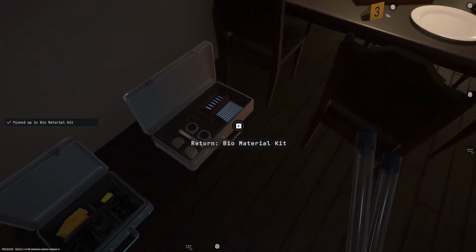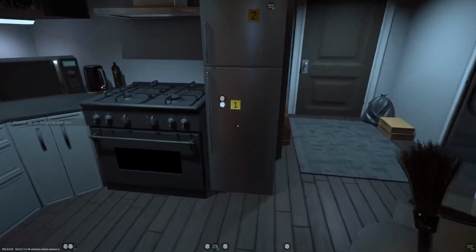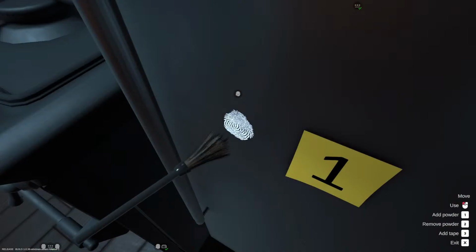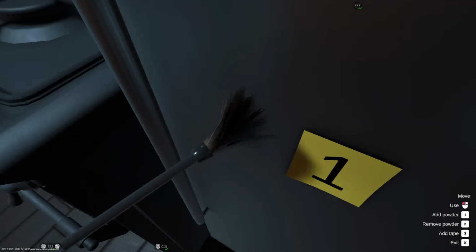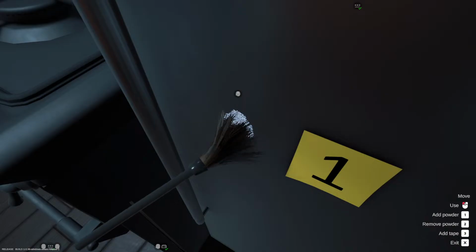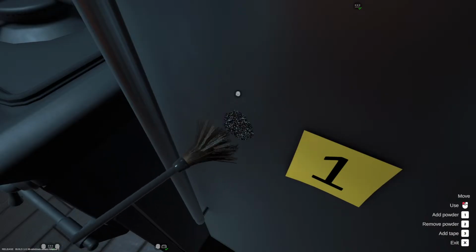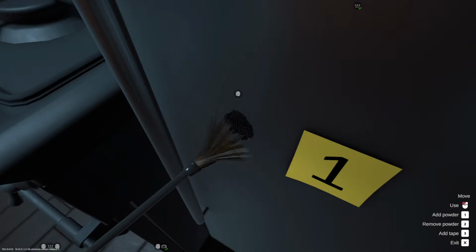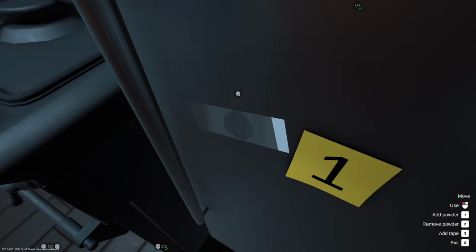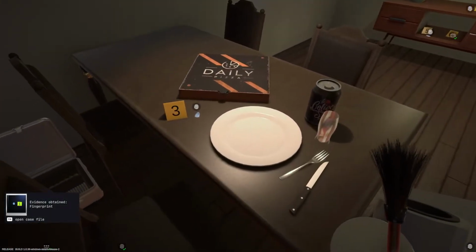Alright, let's take some fingerprints. Nope. Right there. Fingerprint kit. We'll work our way. We'll start over here. There we go. Okay, and we're good. On to the next one.